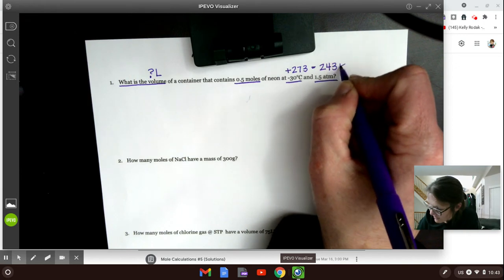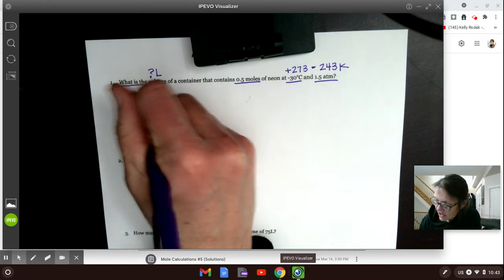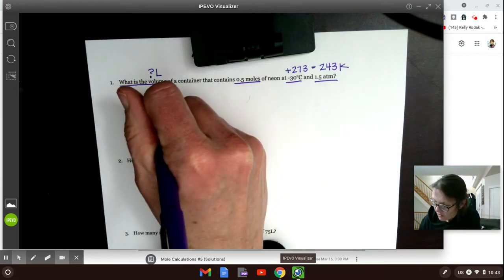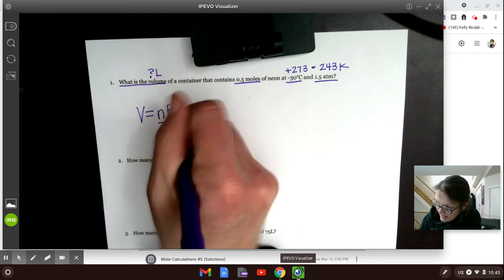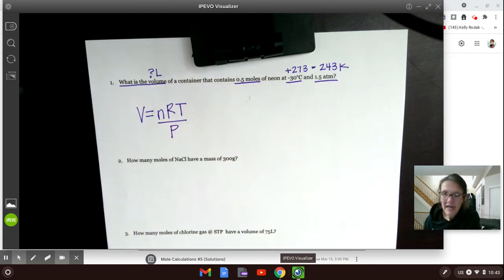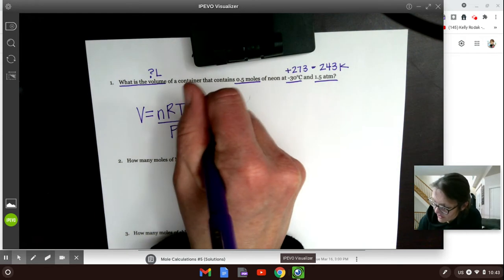243 Kelvin. And as we saw on our map, we're going to take the ideal gas law and solve for volume. So I'm going to do the number of moles times the constant times the temperature divided by the pressure. And I wrote that out just so that I could kind of remind myself. And now I'm going to go through and fill in all the missing variables.